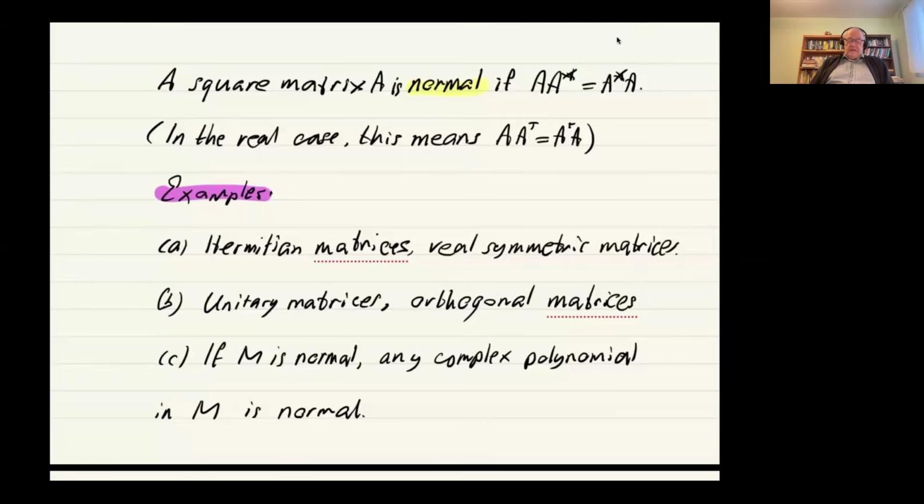And so essentially, the linear algebra you've seen takes care of case A.